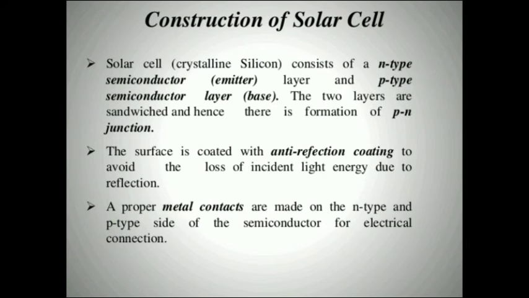Construction of solar cell. A solar cell consists of an N-type semiconductor emitter layer and a P-type semiconductor base layer. The two layers are sandwiched, and hence there is a formation of a PN junction diode. The surface is coated with an anti-reflecting coating to avoid the loss of incident light energy due to reflection. Proper metal contacts are made on the N-type and P-type sides of the semiconductor for electrical connection.